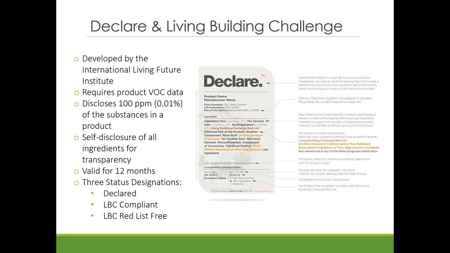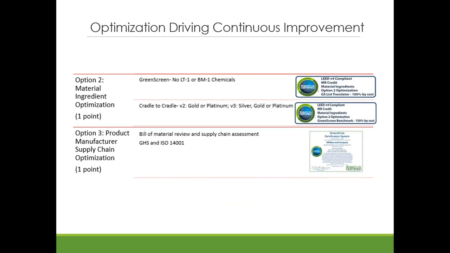Let's just talk quickly about option two, material ingredient optimization. Again, these marks that you see here, we developed in coordination and consultation with the United States Green Building Council. And as of right now, we haven't really done any option two material ingredient optimization certifications. However, I do want to reiterate that for V4.1, if you are selecting products that have a third-party verified HPD, Declare, or manufacturer's inventory, they count as 1.5 products, knowing that those things have gone through an additional level of scrutiny, which is important to note.